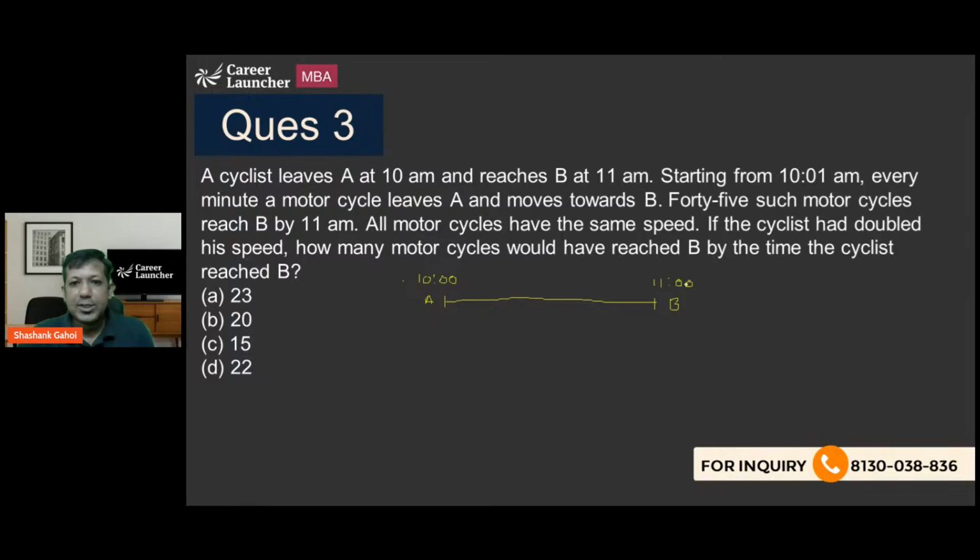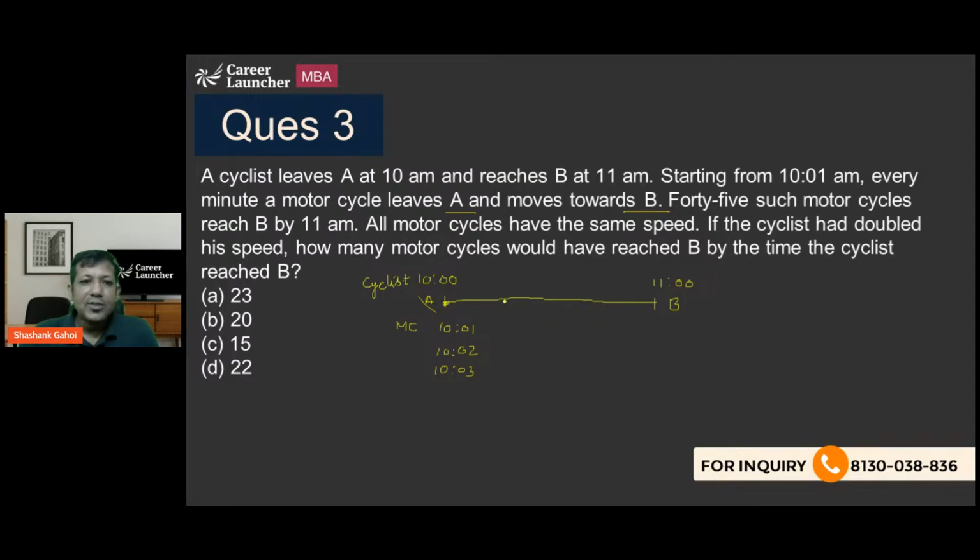Okay, so we are talking about the cyclist starting from 10. Every minute a motorcycle leaves point A and moves towards point B. Okay, so this is the cyclist, and now it is the motorcycle. The first motorcycle is leaving at 10:01, then it is going to leave at 10:02. So after every 1 minute a motorcycle leaves, right? Then another one leaves at 10:03 and so on.